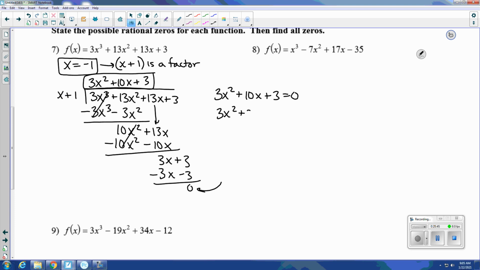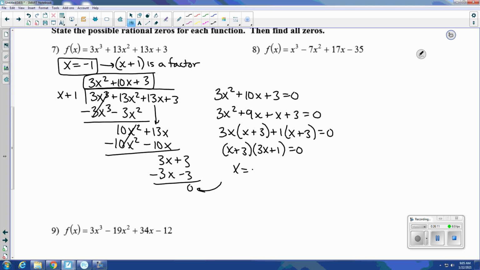So 3x squared plus 9x plus x. Again, these are equivalent. We're just splitting the middle to identify a grouping. 3x from the first group, we're going to get x plus 3. We're going to take out a 1 from the second group because that second group's already what we want. x plus 3, 3x plus 1. x equals negative 3, x equals negative 1/3 when I solve those linear binomials. By setting each one of these equal to 0, I found all 3 of my solutions.